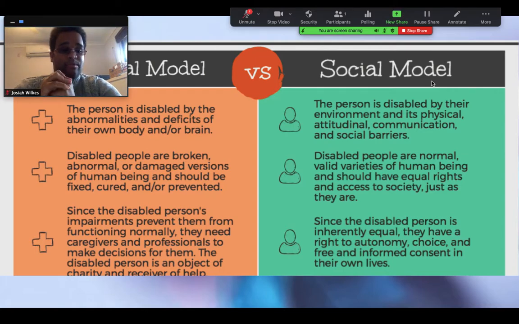And since the disabled person is inherently equal, they have a right to autonomy, choice, and free and informed consent in their own lives. So this idea is once again that humanity, we all have. There's no such thing as some sort of magic dividing point of this is normal and this is abnormal.